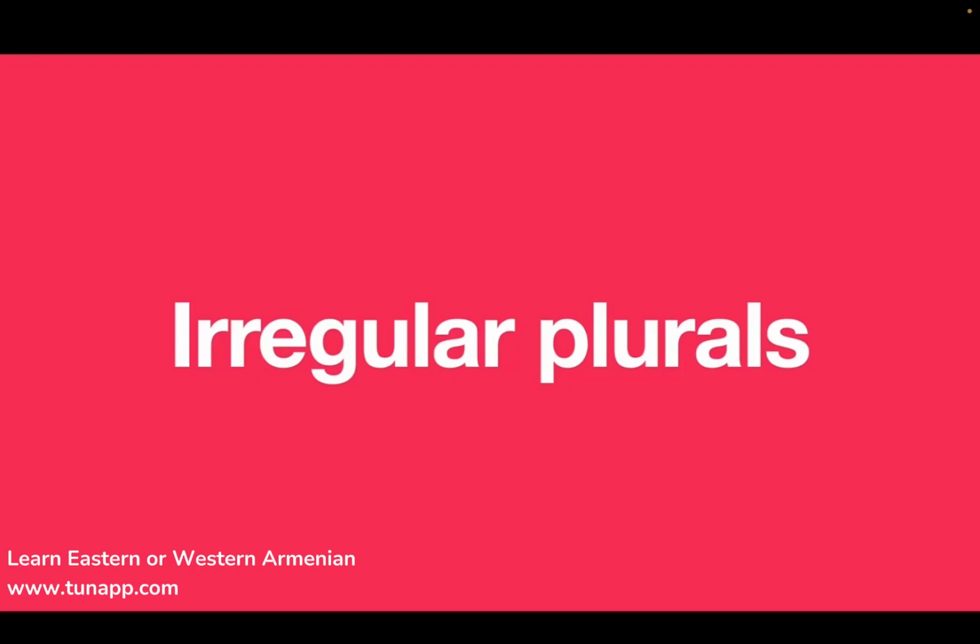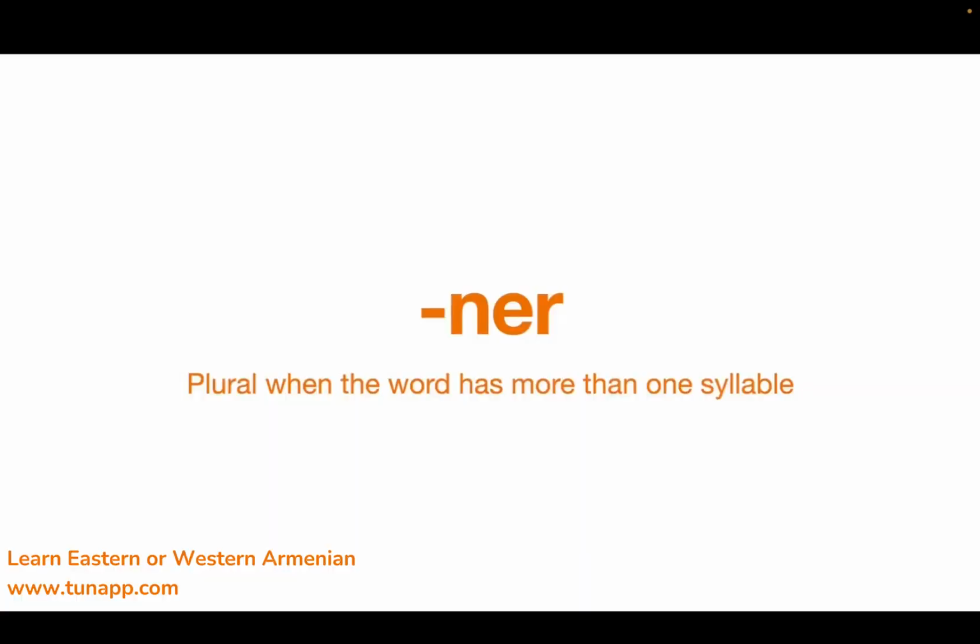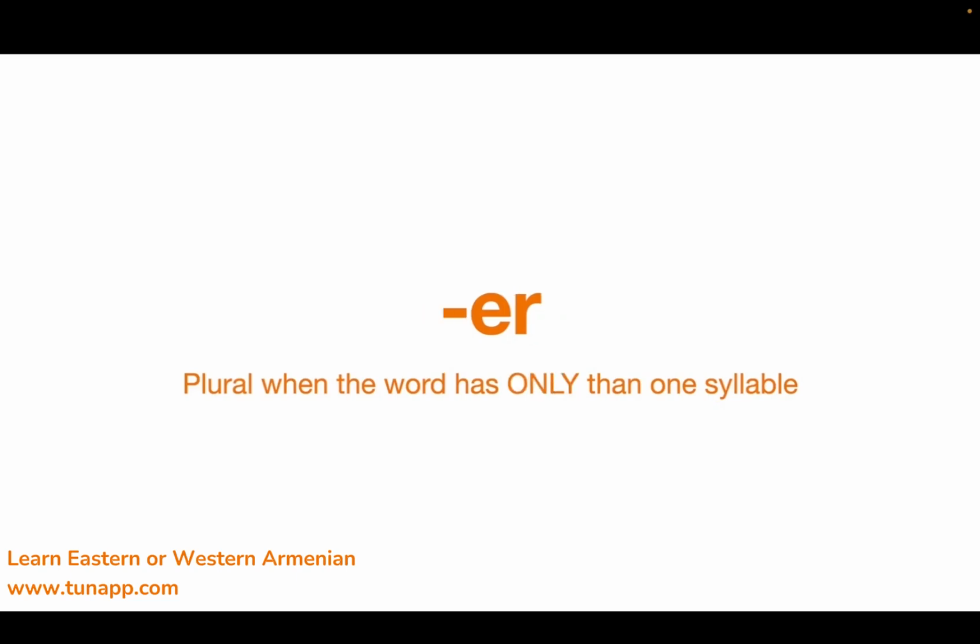Let's go. By now, I'm sure you're very used to and comfortable with the suffix ner, and we know that we use this when we want to express a plural, but the word that preceded it had more than one syllable. On the other hand, ner is not used when the word only has one syllable, like in the example of shun, dogs. One syllable, shun, and so we use the shorter suffix to make the word plural, dogs.